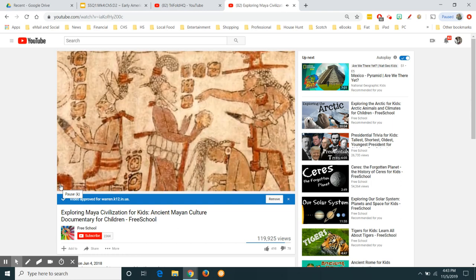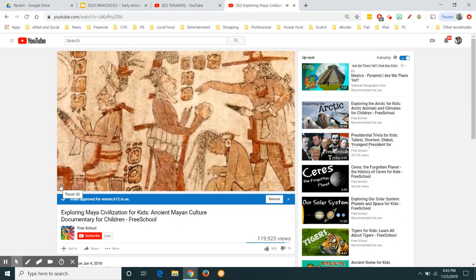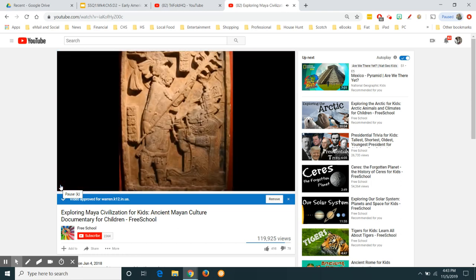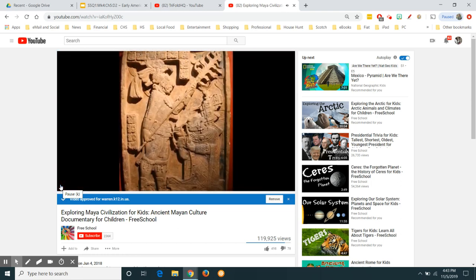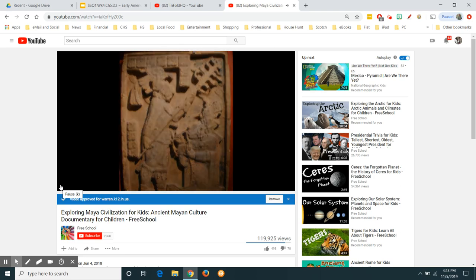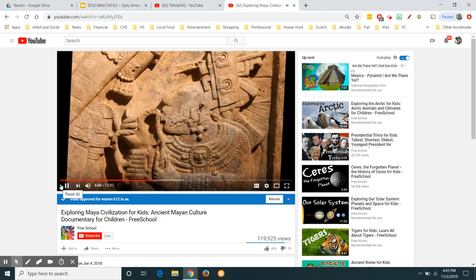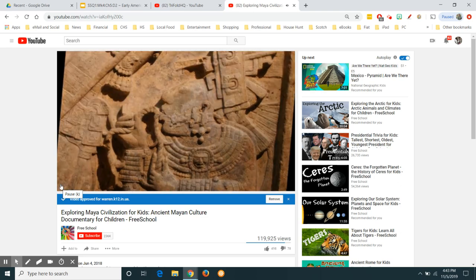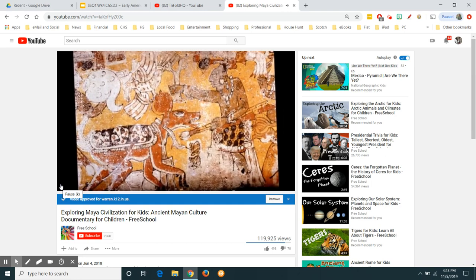Sacrifice was important in Maya culture. An offering of blood was seen as food or nourishment for the gods. Sometimes the Maya would cut themselves and offer their blood to the gods. Other times, they would sacrifice animals.